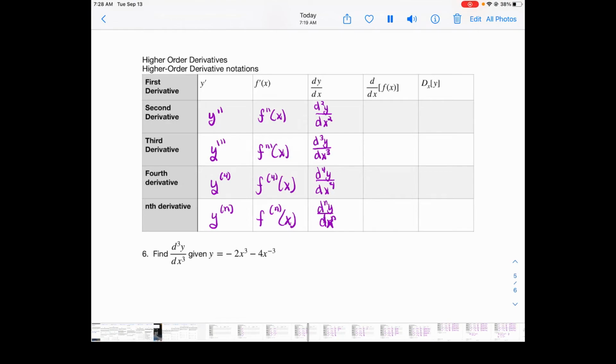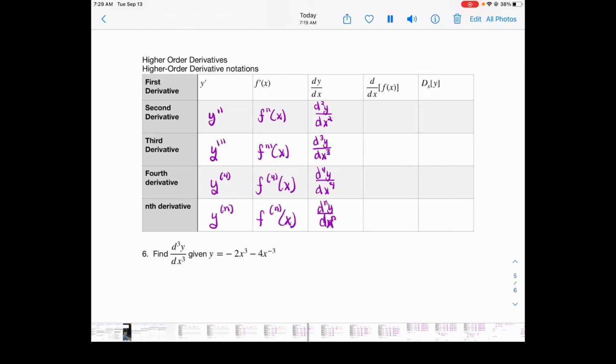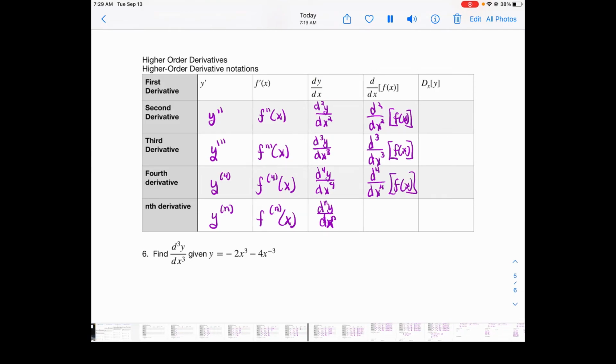And the same thing for the d/dx of f of x notation. So here's our second derivative of f of x with respect to x. Here's the third derivative notation for f of x with respect to x. And our fourth derivative of f of x with respect to x. So d2 over dx squared of f of x is our notation for the second derivative. Likewise, we do the same thing for the third derivative. And notice we do not add the parentheses again, so the fourth derivative of f of x with respect to x, and the nth derivative of f of x with respect to x.